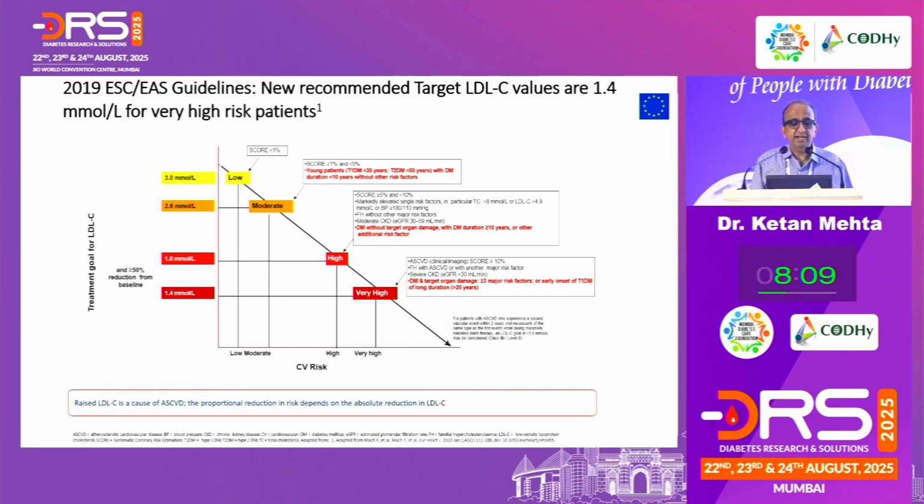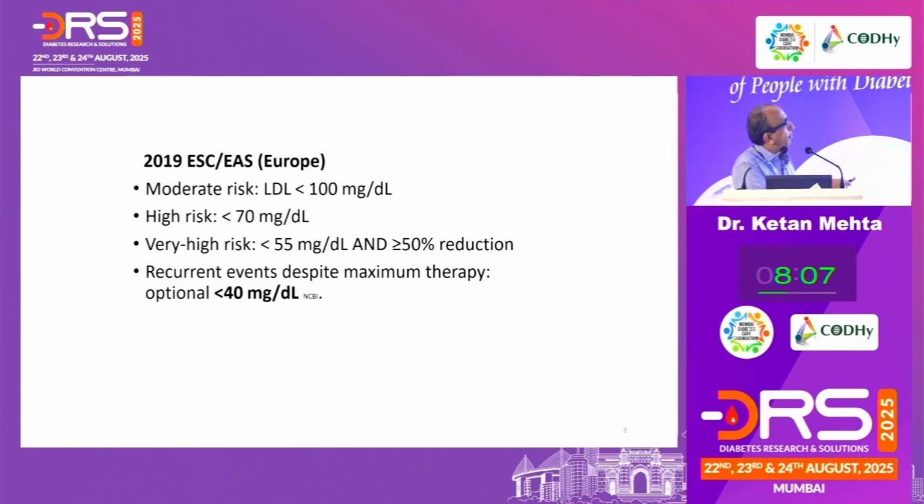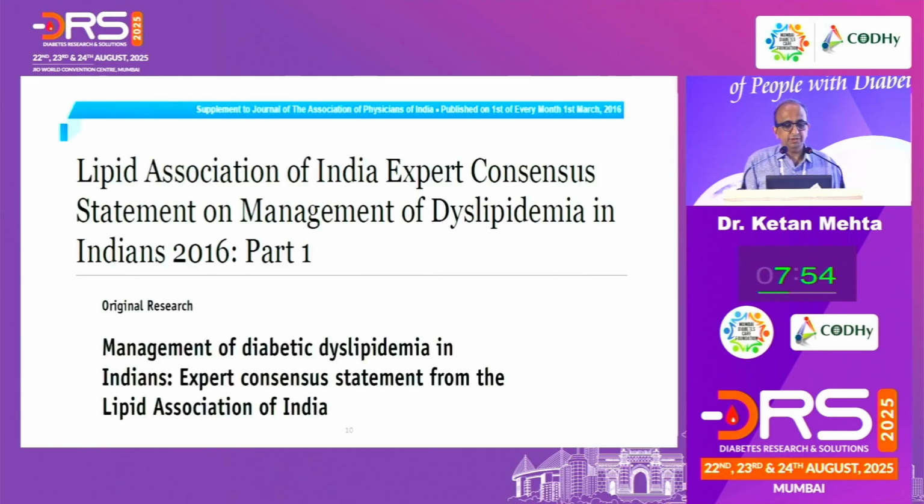So this was started in 2019. Moderate risk LDL target less than 100, high risk less than 70, very high risk less than 55, and then they have even gone further, that with recurrent events you can go even less than 40.